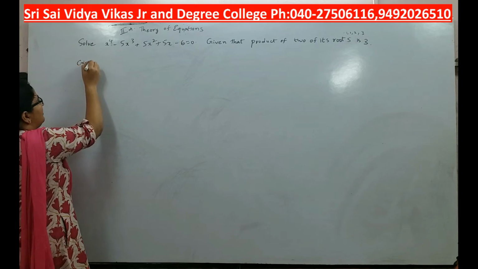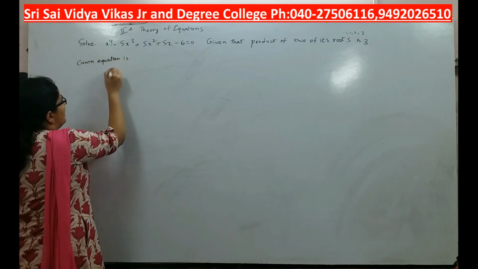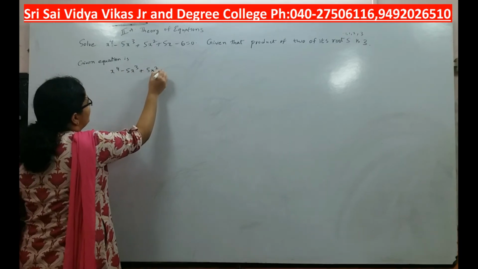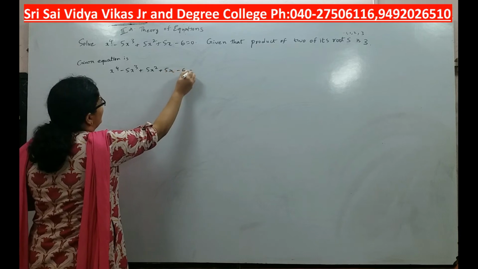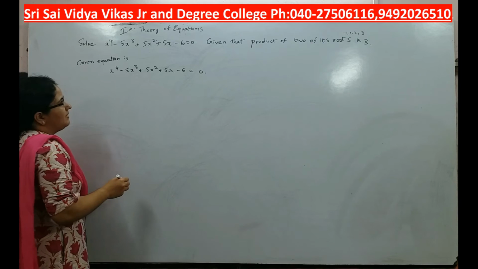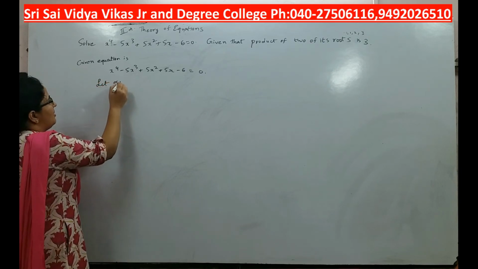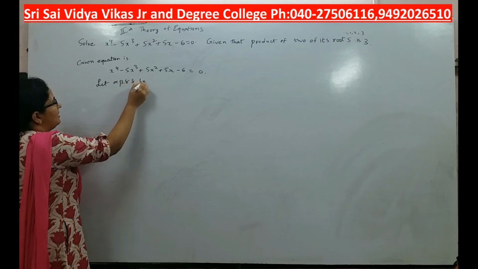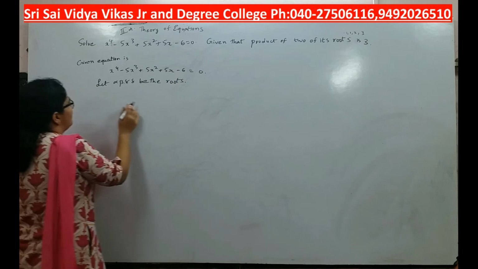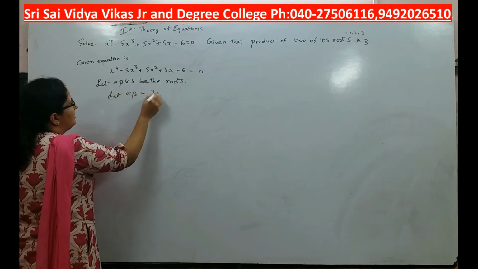Given equation is x power 4 minus 5x cube plus 5x square plus 5x minus 6 is equal to 0. This is the given equation. Now what is given to you? Product of two of its roots is 3. Let alpha, beta, gamma, delta be the roots, and let alpha beta be 3.